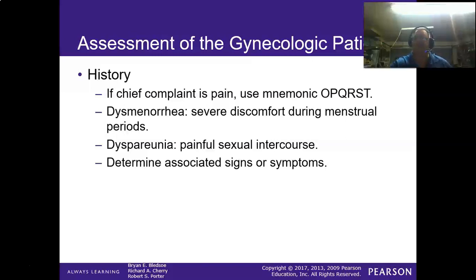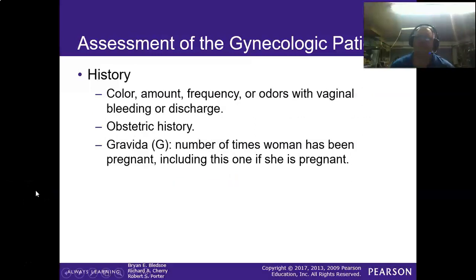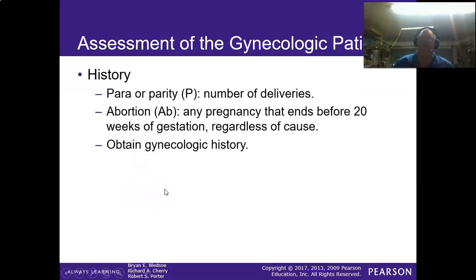Some other things that I think are kind of important, and we'll probably talk about this, is what their cycle was like. When was their last cycle? Have the cycles been normal? What is their obstetric history? We need to know the difference between gravida and parity. Gravida is the number of times the woman has been pregnant, including this one if she is pregnant right now, if she knows it. And then parity is the number of deliveries.